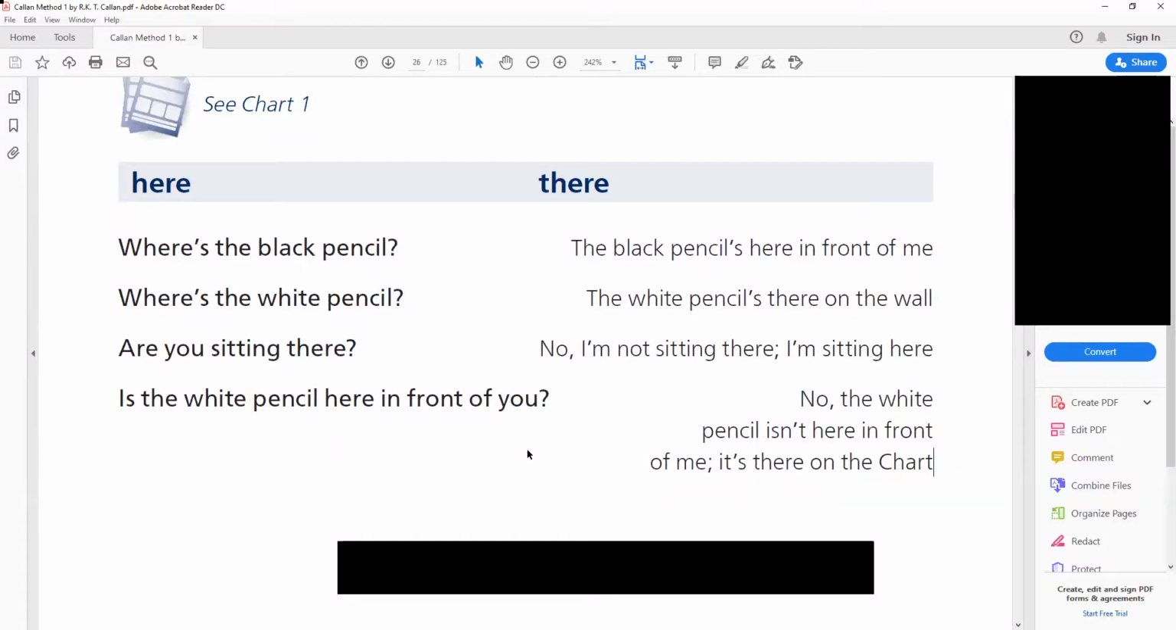Where's the black pencil? The black pencil's here in front of me. Where's the white pencil? The white pencil's there on the wall. Are you sitting there? No, I'm not sitting there. I'm sitting here. Is the white pencil here in front of you? No, the white pencil isn't here in front of me. It's there on the chart. Well done. Muy bien.